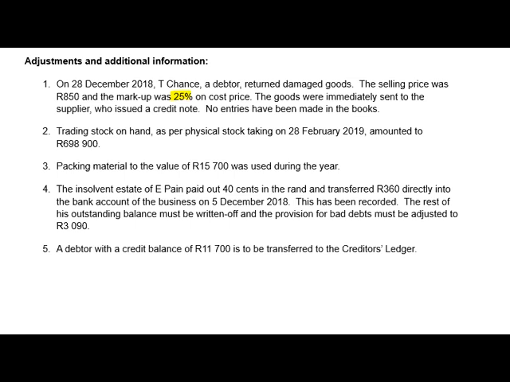Trading stock on hand as per the physical stock count on the 28th of February amounted to 698,900. So what do I do? It means that all adjustments that affect trading stock are done now. So I need to close it and balance it over and check. I'm going to compare the two. The one that we counted is more than the one that is in the trial balance.